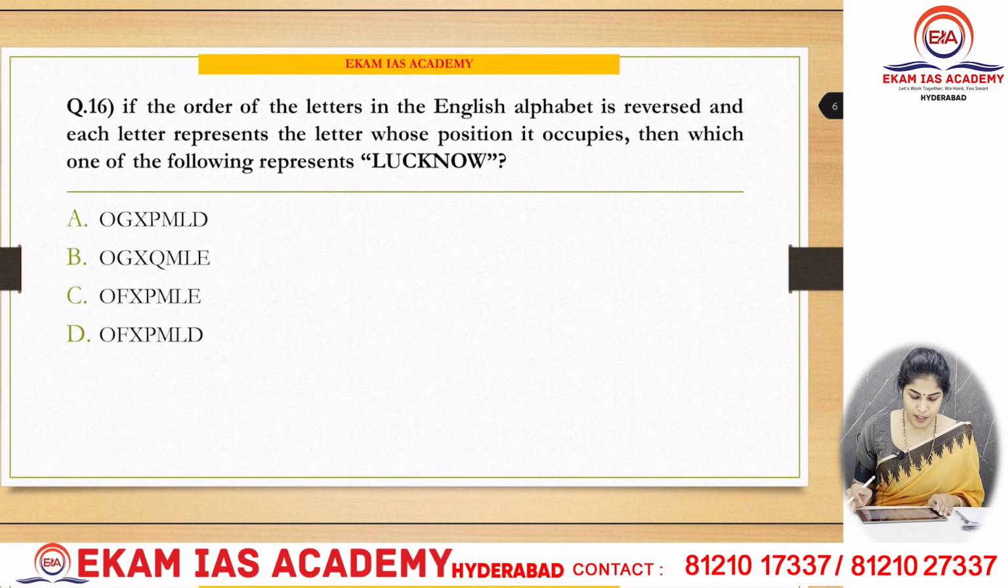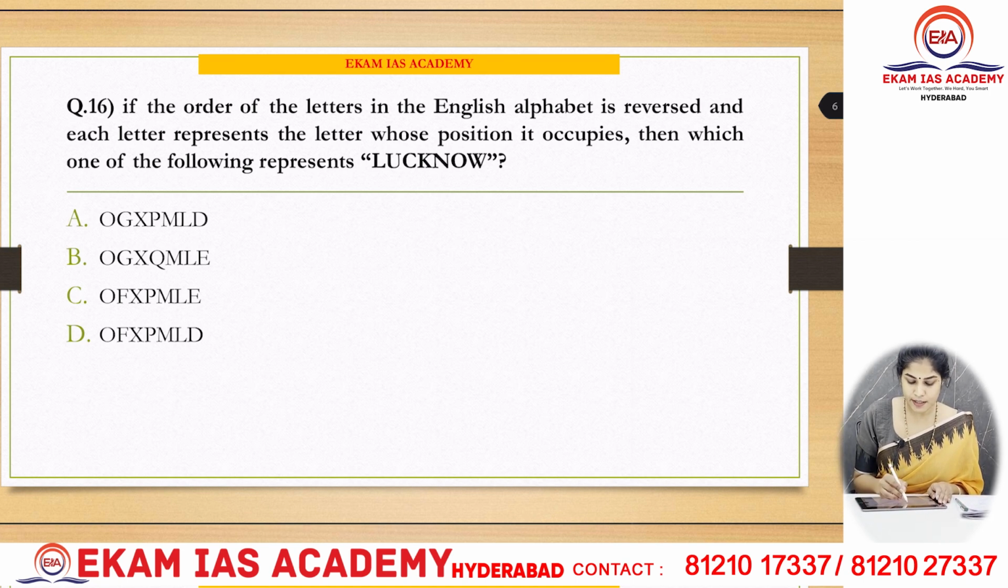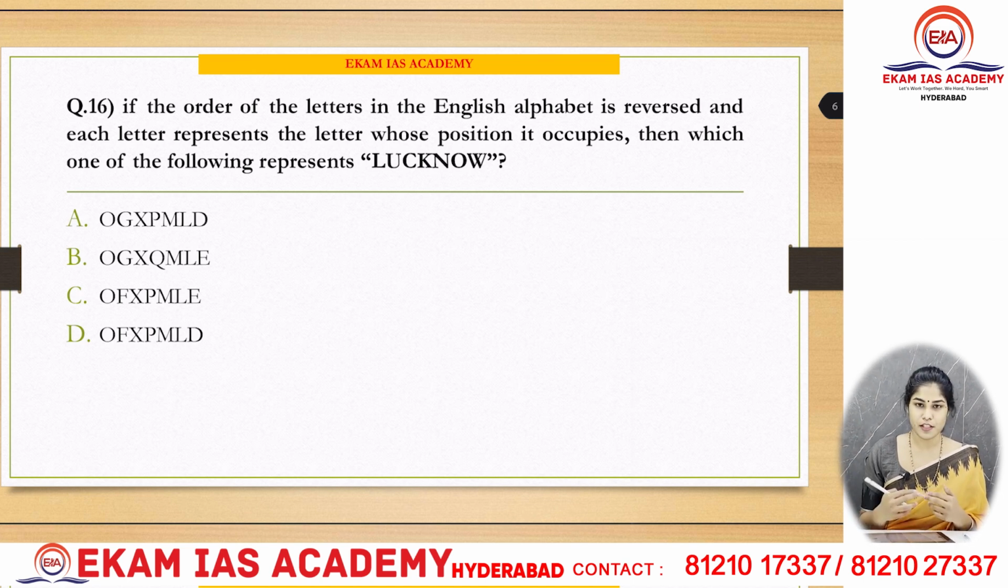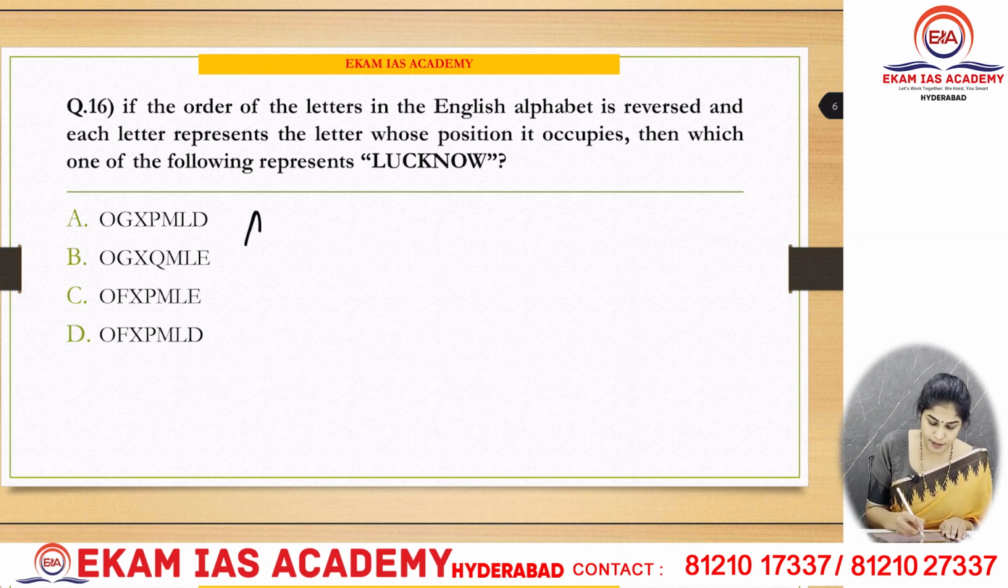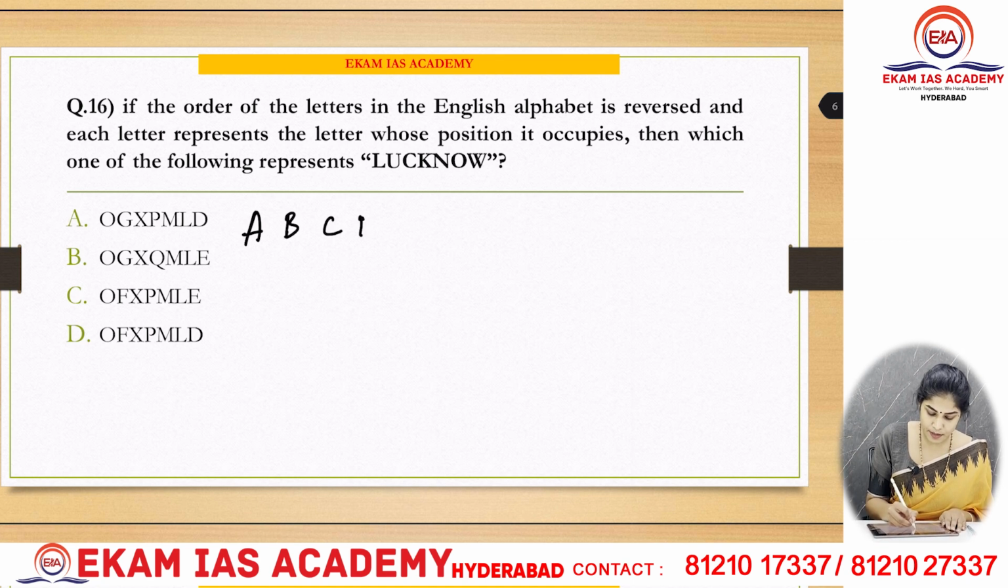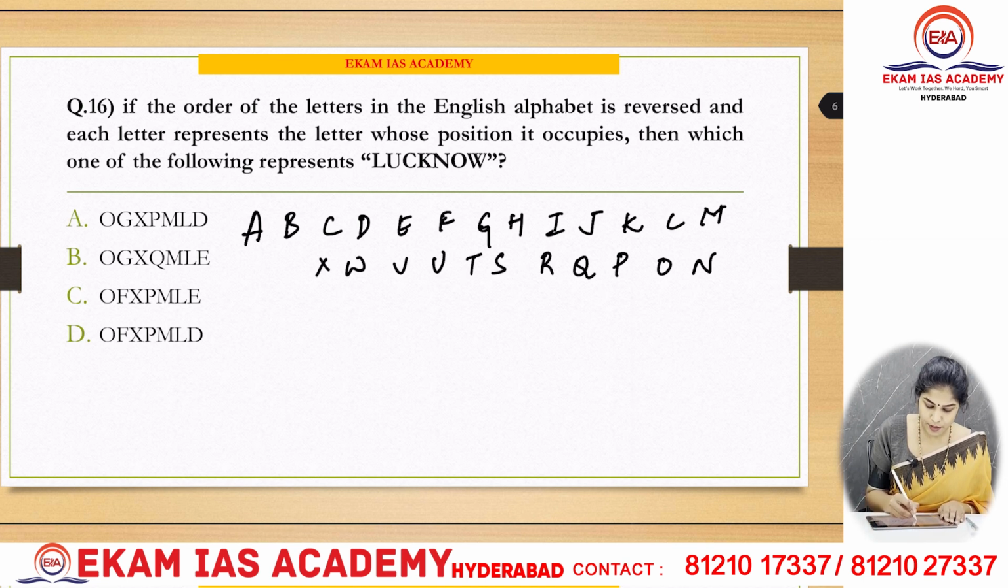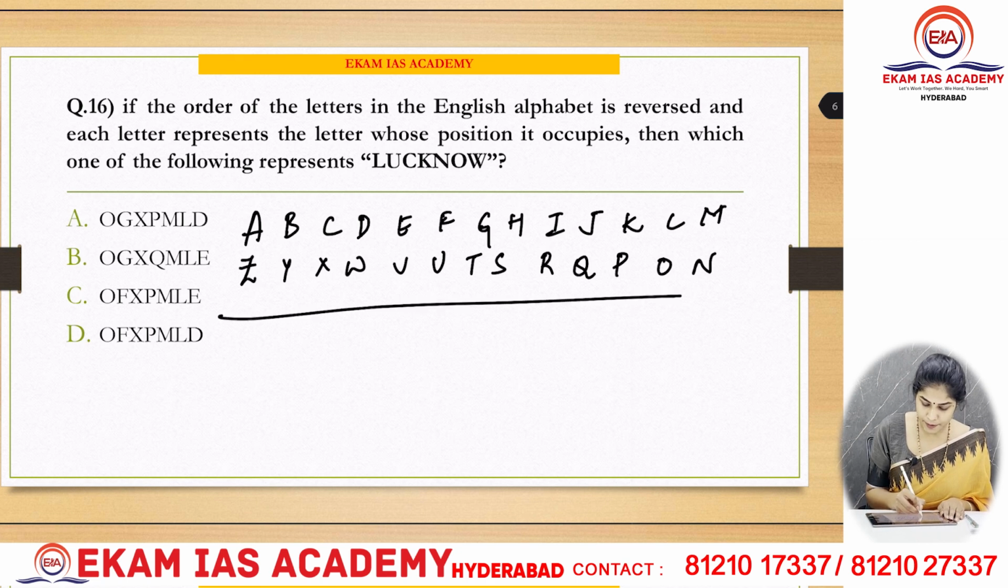Next question. If the order of letters in the English alphabet is reversed and each letter represents the letter whose position it occupies. He is telling me to reverse the sequence of the alphabets. Let us write the sequence of the alphabet. A, B, C, D, E, F, G, H, I, J, K, L, M, N, O, P, Q, R, S, T, U, V, W, X, Y, Z. Right? So, which one of the following represents Lucknow.